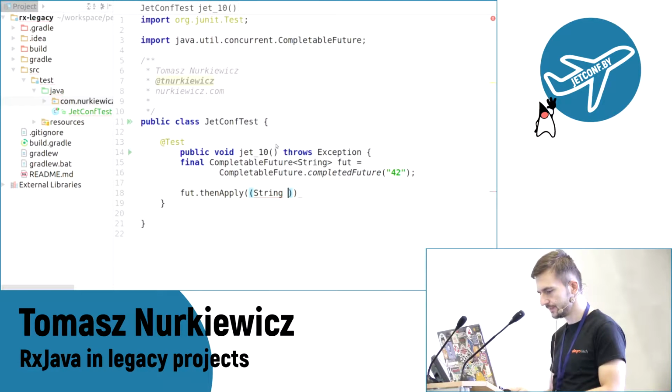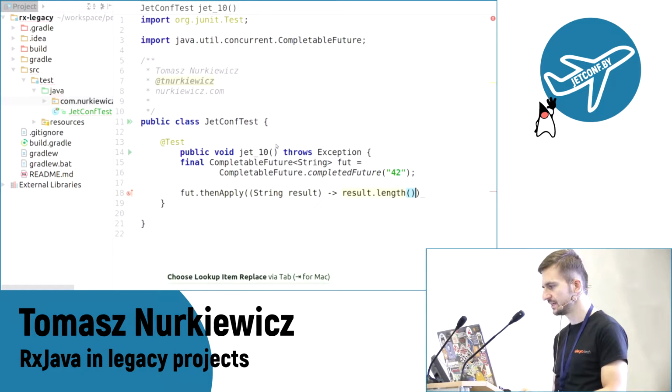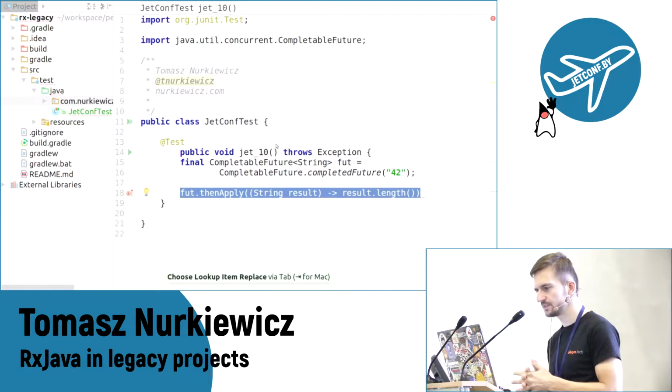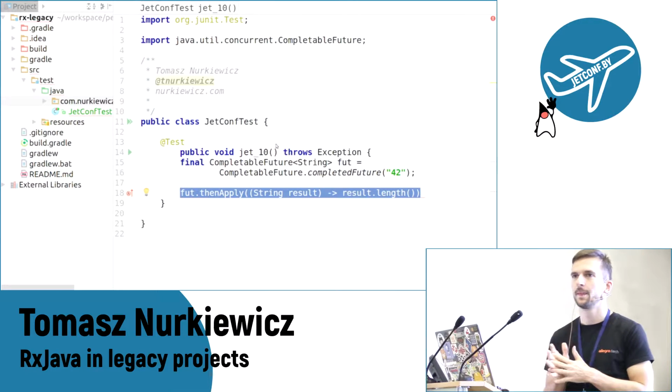So I have a string, and let's call it result. And now I can apply some sort of transformation on top of that value. For example, result.length(), which returns an integer. And now I have a question for you. What's going to be the type of this expression if I extract it to a variable?